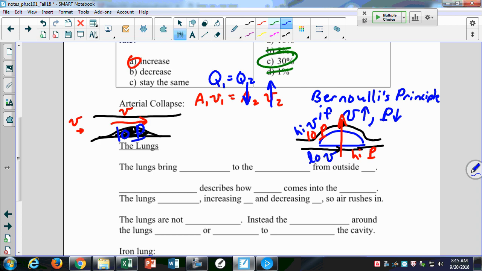All right, let's look at the lungs. We talked about the lungs. We good on this? You okay? All right. The lungs bring oxygen to the blood from outside air.